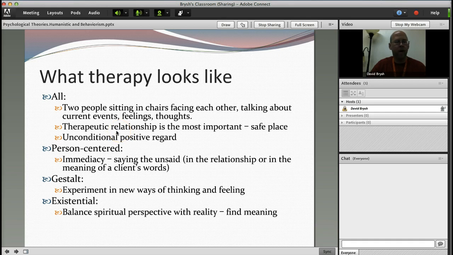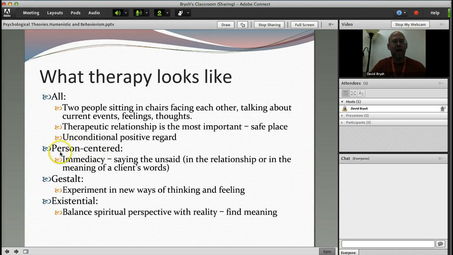Now, for a lot of psychologists, that's hard to do when you're talking about domestic violence or some horrible crime that's happened in the past to this person. But if the therapist really believes this, this unconditional positive regard thing, then the place becomes really safe, right? Then the client can talk to you about anything because you're always going to be non-judgmental about it.